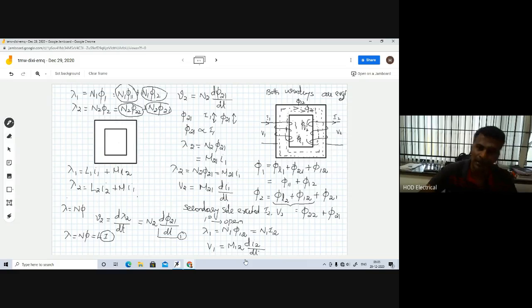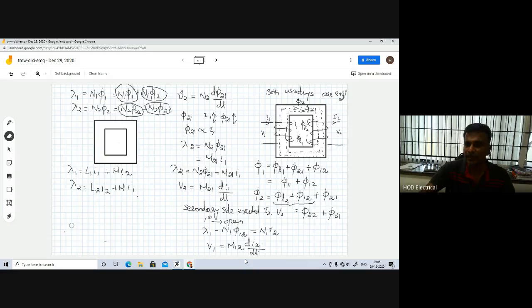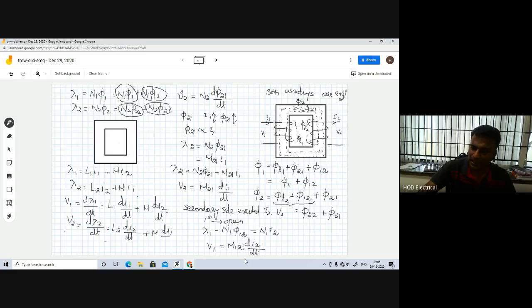Then finally, we can write the voltage equations as well. The voltage in the primary winding, V1, is d lambda 1 by dt. Accordingly, V1 equals L1 into di1 by dt plus mutual inductance into di2 by dt. Similarly, the voltage in the secondary winding, V2 equals d lambda 2 by dt, which is L2 into di2 by dt plus mutual inductance into di1 by dt. We have also already learned in electric circuits the relation between mutual inductance and the coefficient of coupling.